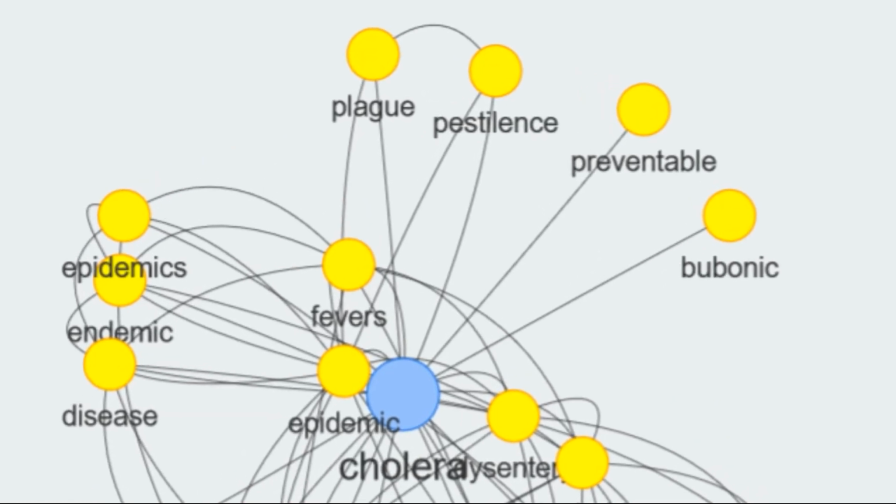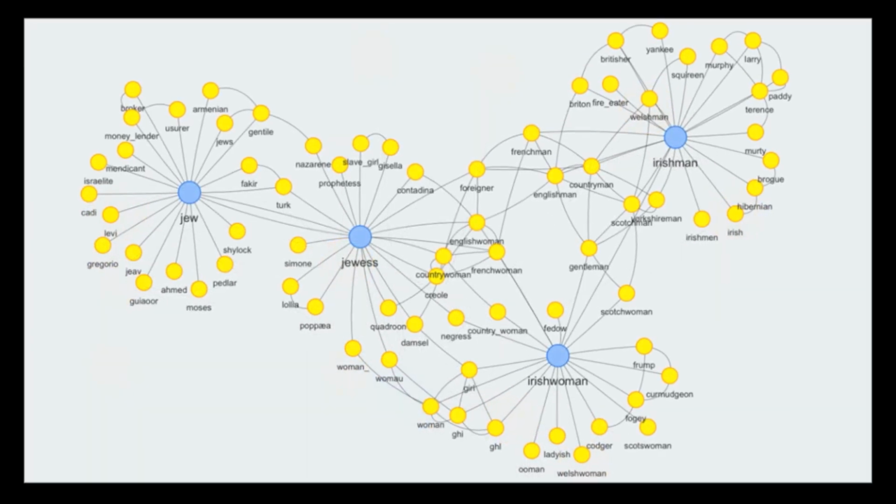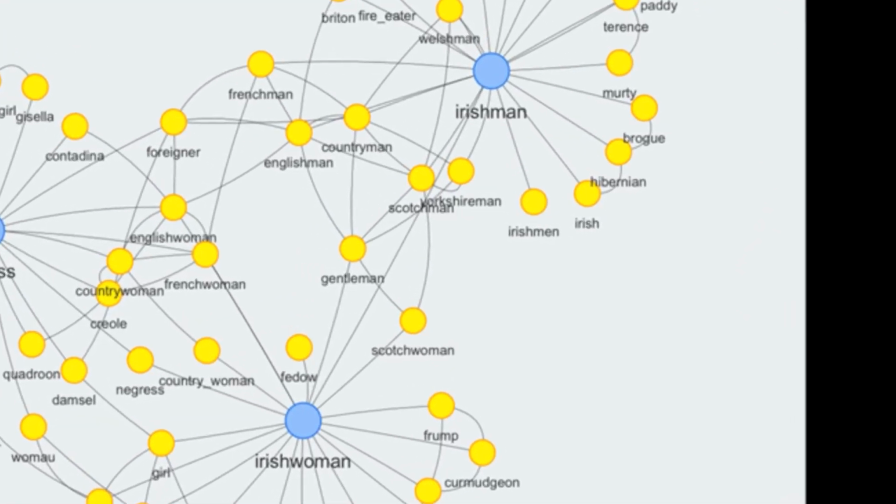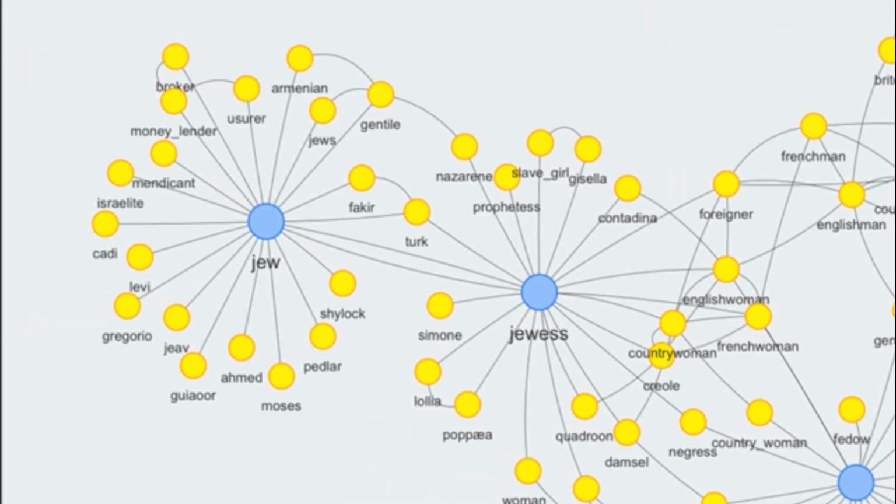The idea of preventable disease emerges very strongly here when we look at the visualization for the single term cholera. Here is a much more complex visualization from the Victeur Project of representations of Irish and Jewish characters in Victorian literature.